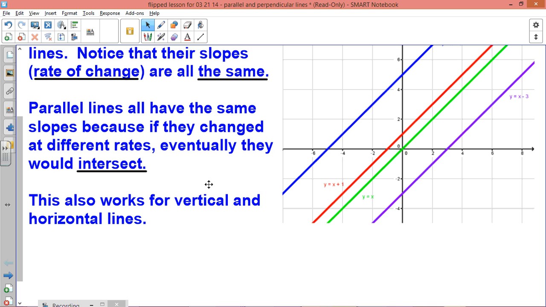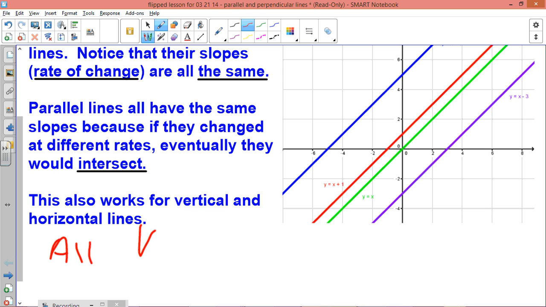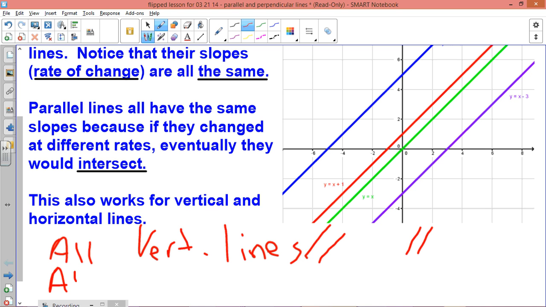Notice this also works for vertical and horizontal lines. All vertical lines are parallel. Let's go ahead and write that. All vertical lines are parallel, and this is the symbol for parallel. It's kind of like a slanted 11. And all horizontal lines are parallel.